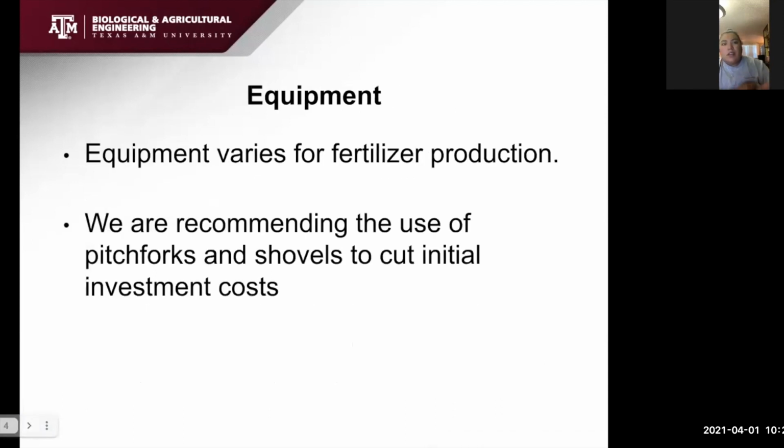So for our equipment, the equipment varies for fertilizer production depending on the scale that our client is wanting to proceed with. We know our client has a limited budget and isn't wanting to do something that is very large scale. So for our client, we're recommending the use of pitchforks and shovels to cut the initial investment cost.